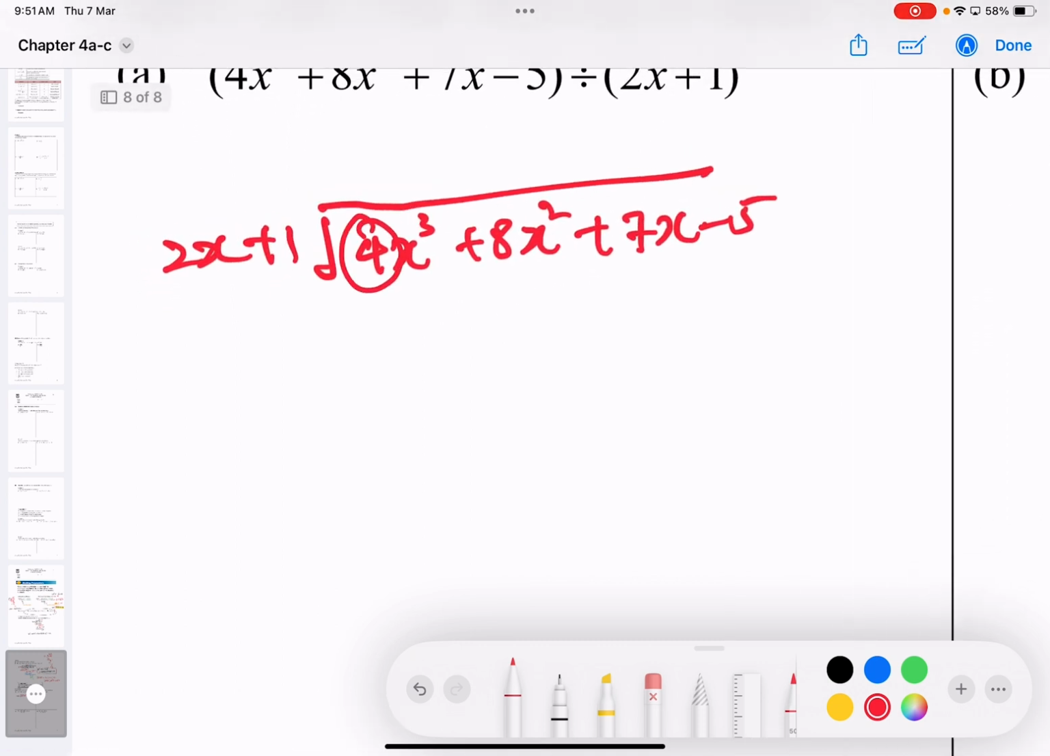Okay, so I'm going to look at the first term over here and also this one. So I ask myself, how do I get 4x cubed? What do I have to multiply to 2x? I know I have to multiply by a 2 to get the coefficient to be a 4, and I also have to multiply by x squared. Good. So I have a 2x squared. I write it at the top of this 8x squared, just to align the position well.